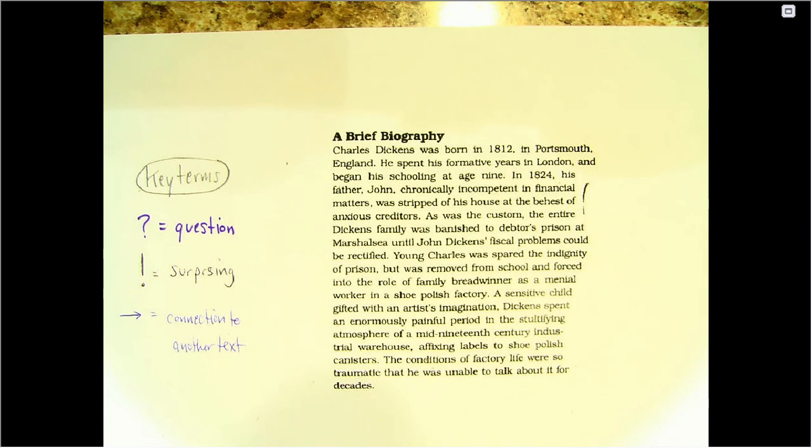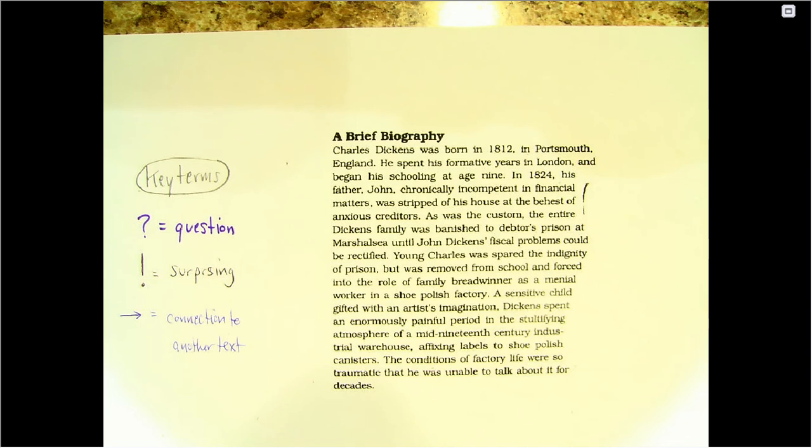As was the custom, the entire Dickens family was banished to debtor's prison at Marshalsea until John Dickens' fiscal problems could be rectified. Young Charles was spared the indignity of prison, but was removed from school and forced into the role of family breadwinner as a menial worker in a shoe polish factory. A sensitive child, gifted with an artist's imagination, Dickens spent an enormously painful period in the stultifying atmosphere of a mid 19th century industrial warehouse, affixing labels to shoe polish canisters. The conditions of factory life were so traumatic that he was unable to talk about it for decades.